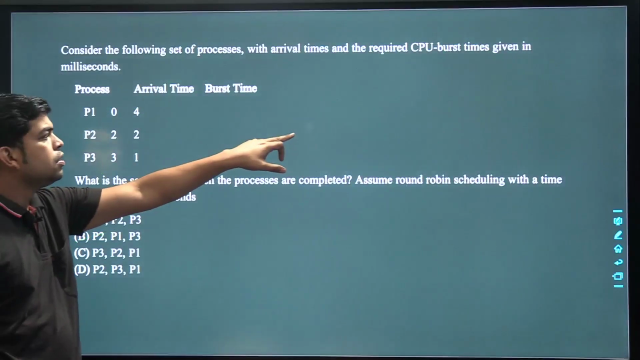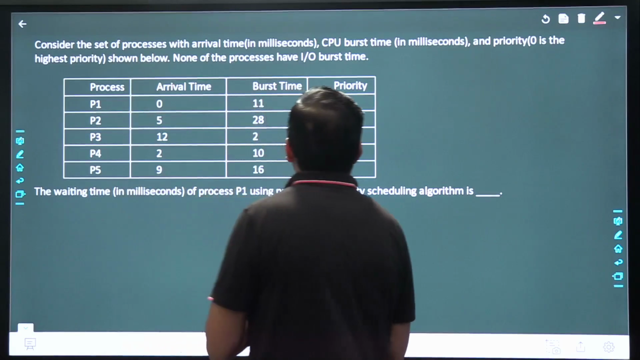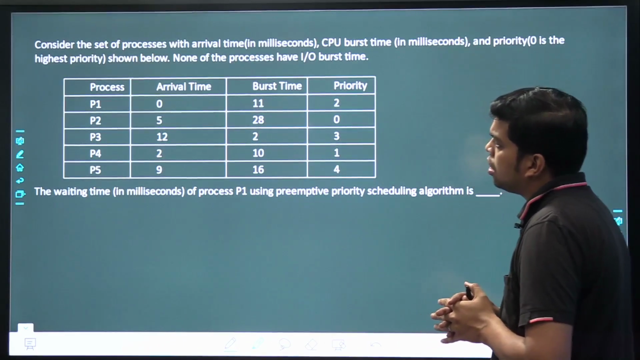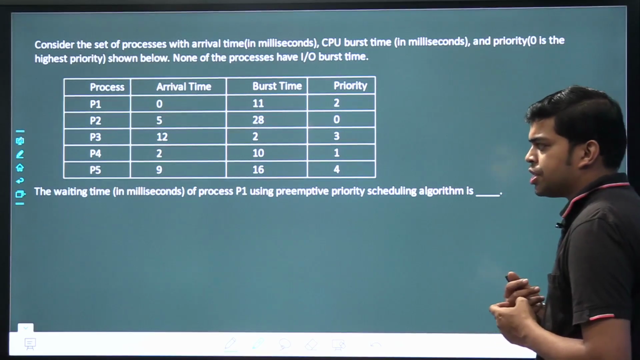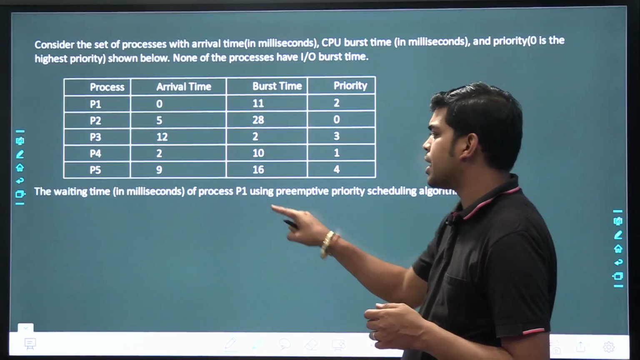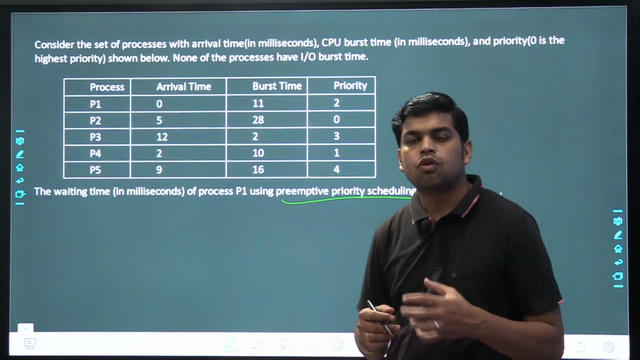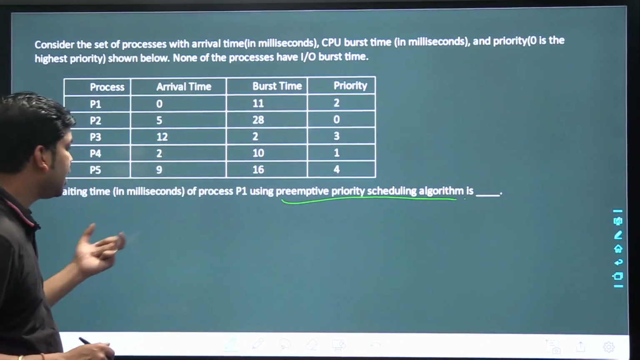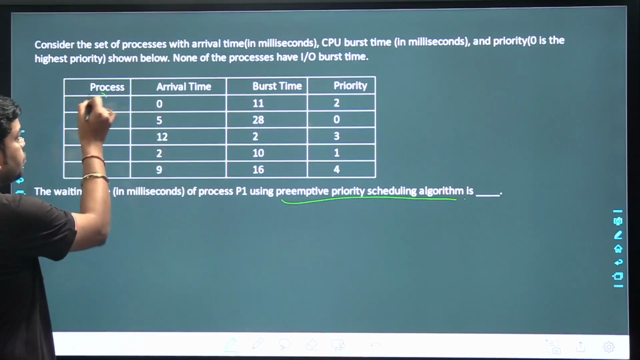Got it? Now the next: consider the set of processes with arrival time, CPU burst time and the priority mentioned. None of the processes have IO burst. The waiting time in milliseconds of P1 using the preemptive priority scheduling algorithm. We need to apply preemptive priority scheduling and find the waiting time of process P1. What is the waiting time of P1?